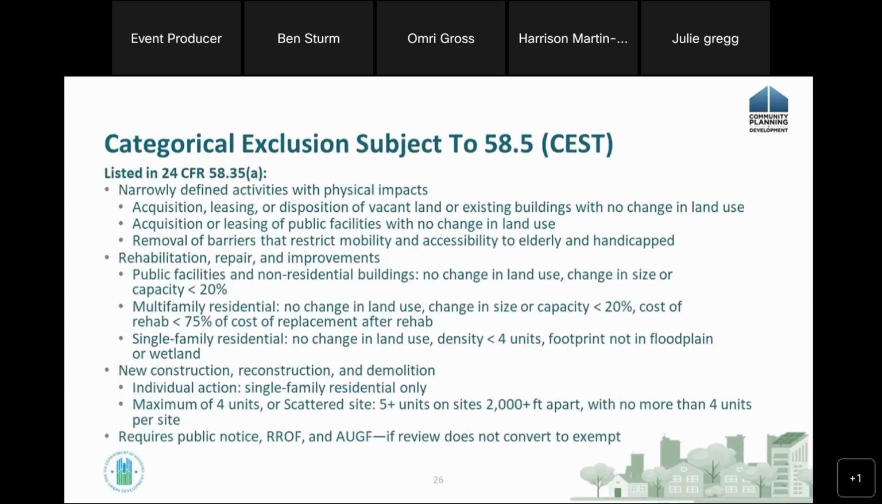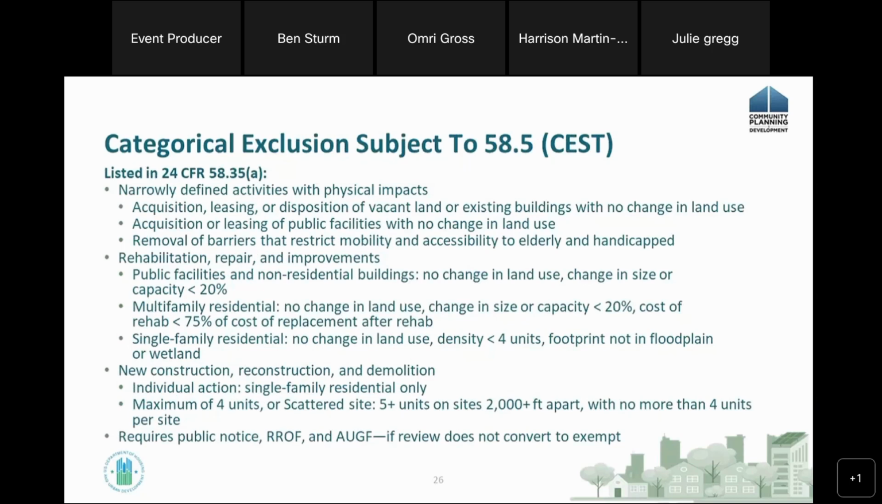The next level of review is categorically excluded subject to 58.5, or CEST. In contrast to exempt and CENST projects, activities that fall under CEST will usually have physical impacts. They are also more specifically defined by the regulations at 24 CFR 58.35(a).